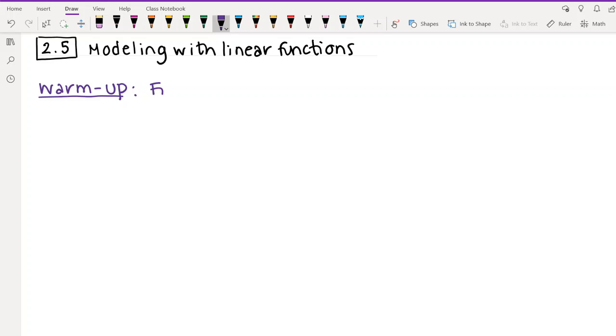So what I want you to do, and I encourage you to pause the video to do this, is to find the average rate of change. We're going to find the average rate of change for two different functions, and for each of those two functions between two sets of two different points. So I'll write that down.